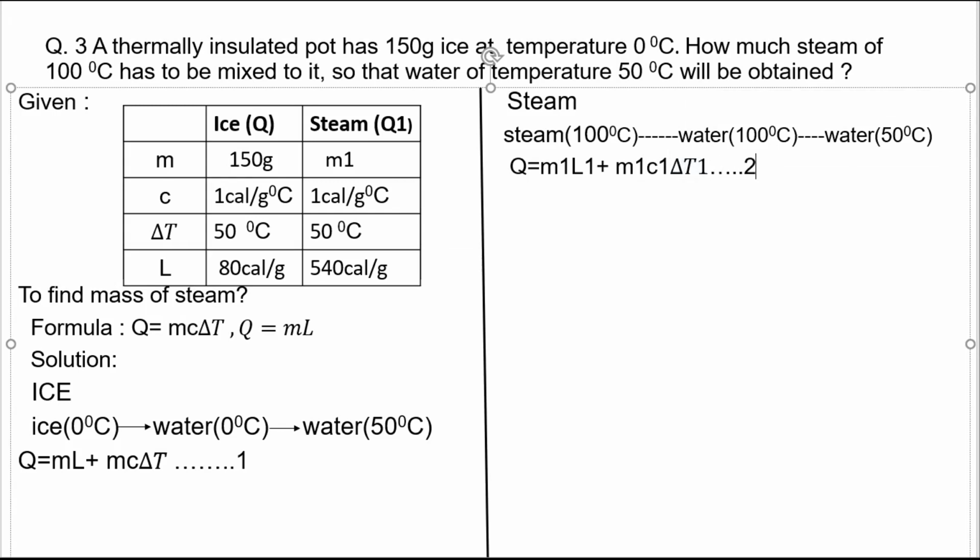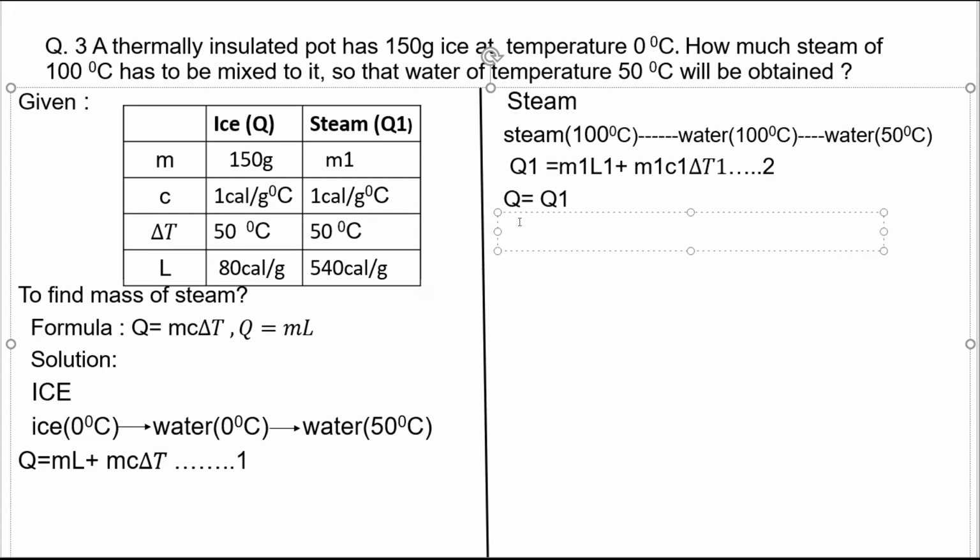From equation 1 and 2, by the principle of heat exchange, we can write: we took absorption of heat as Q, so the loss of heat of steam we can write as Q1. So Q is equal to Q1. What is Q? Q is mL plus mc delta T. Okay, we'll substitute the value of Q. So instead of Q, we can write mL plus mc delta T.